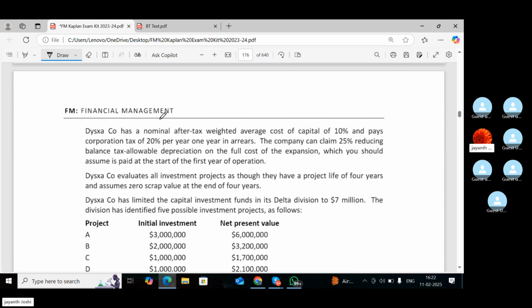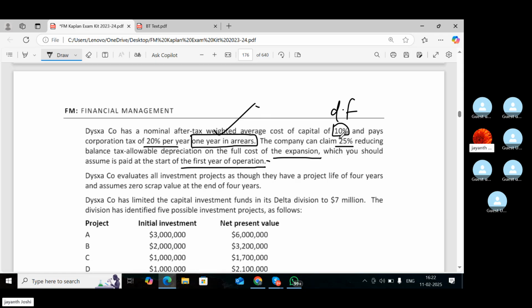Dysxa company has a nominal after tax weighted average cost of capital. So this is the discount factor for you, and it pays corporation tax of 20% per year, one year in arrears. Very important point once again. The company can claim the tax allowable depreciation at the rate of 25% on the full cost of the expansion, which you should assume is paid at the start of the first year of operation.